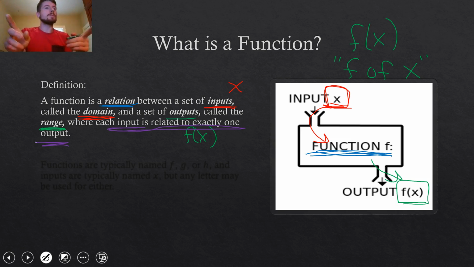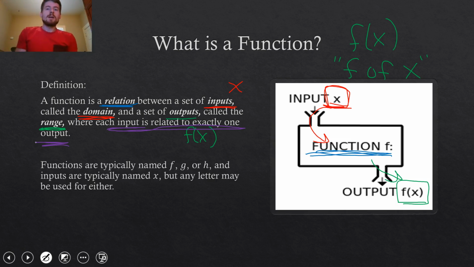So we'll see some examples of this in a little bit when we say what's a function, what's not a function. So it has to go exactly to one place. Another thing to note, just these names, functions are typically given a name like f, g, or h. F because f is the first letter of function, and g because that's the next letter in the alphabet after f. So very creative. And then inputs are typically called x, but they don't have to be. You can use any letter.